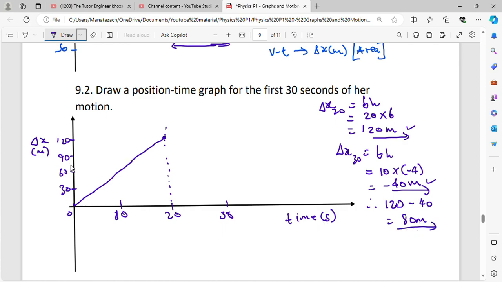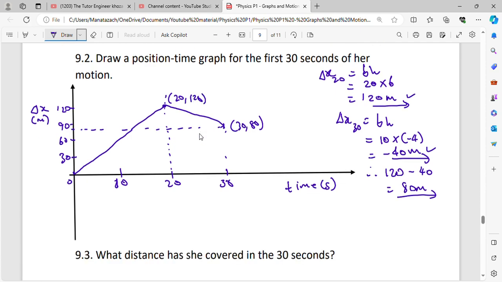So we're going to plot 80. So 80 meters, it's about there. So at 30 seconds, the displacement will drop to 80. So here the coordinate will be 30 and 80. There the coordinate is 20 and 120. So that will be the displacement time graph.